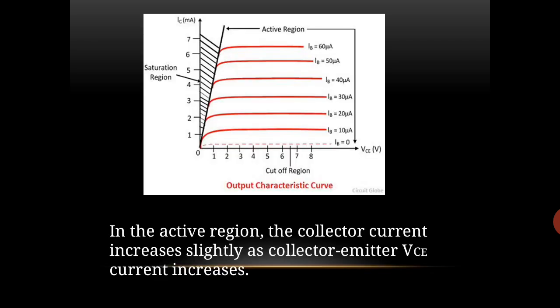Now see, this is somewhat critical for you. At first glance you might get very much confused just because of these red lines. Now these red lines are just the constant base current, different values: 10 microampere, 20 microampere, 30 microampere. Okay, so in the active region, the collector current increases slightly as the collector emitter voltage increases.